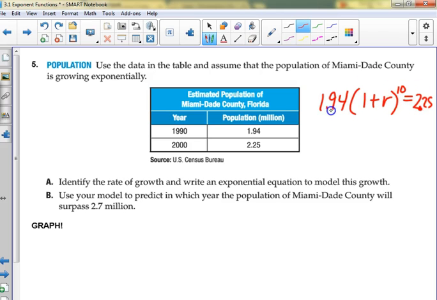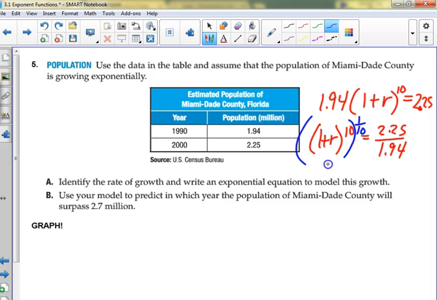Guys, everybody looking up here? We divide: 1 plus r to the 10th equals 2.25 over 1.94. What do we still need to do now to get rid of that 10? 10th root, okay? And there is a way to do a 10th root on the calculator, but what else does 10th root? 1/10th power, yes. So if I take this side to the 1/10th power, I'll just have 1 plus r. So I need to do this side to the 1 over 10 power, which is also 0.1.